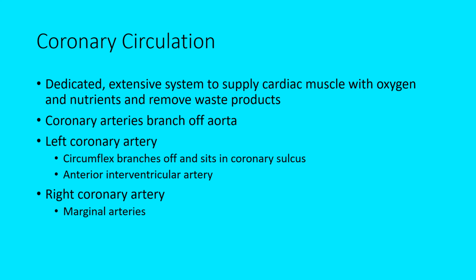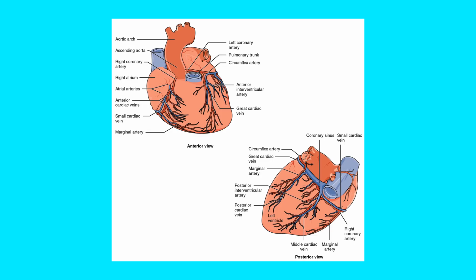The coronary arteries will branch off from the aorta on the back side, so that's why you often don't see it. The left coronary artery, the circumflex, is going to branch off of it, and it's going to sit in that coronary sulcus, which, remember, coronary sulcus is that groove between the atrium and the ventricles. And then it is also going to branch off into the anterior interventricular artery. The right coronary artery is going to branch off into some of your marginal arteries.